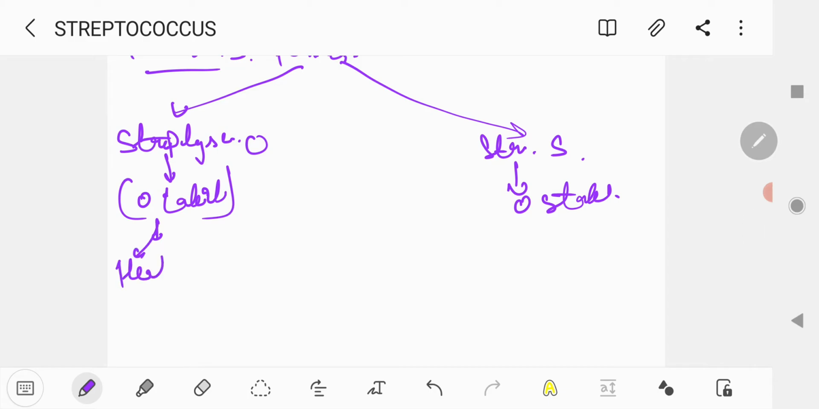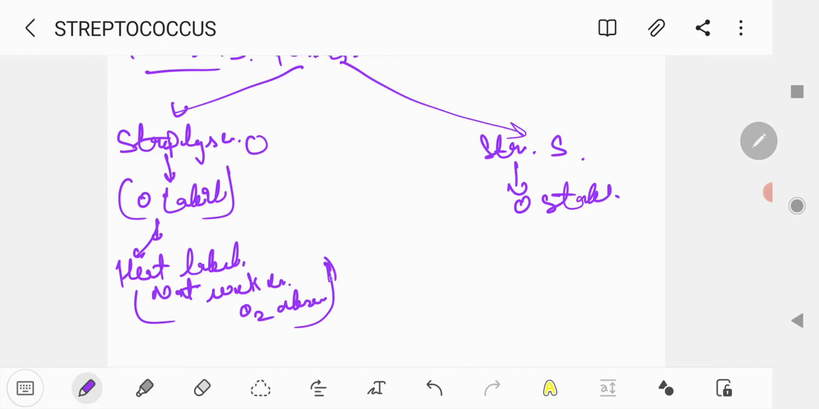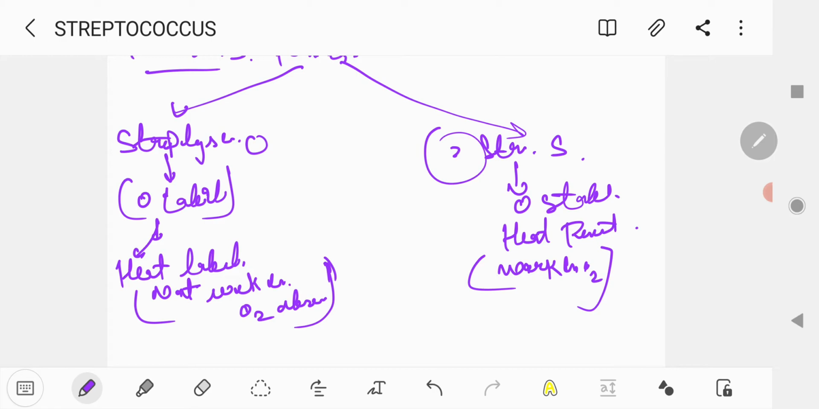It is heat labile and not able to work, incapable of working in the absence of O2. And the second one, streptolysin S, is O stable, it is heat resistant, and works well in O2. This is the main thing.